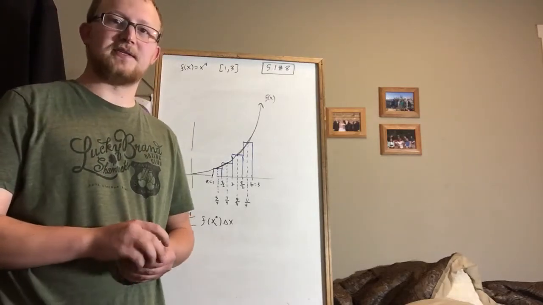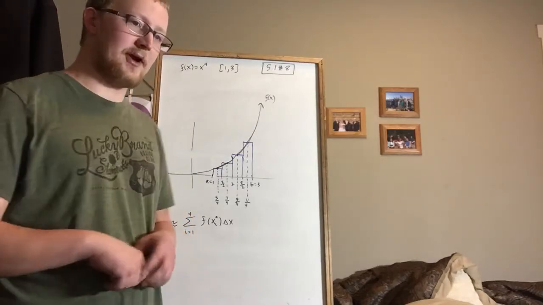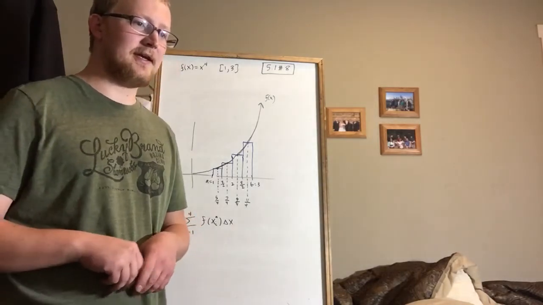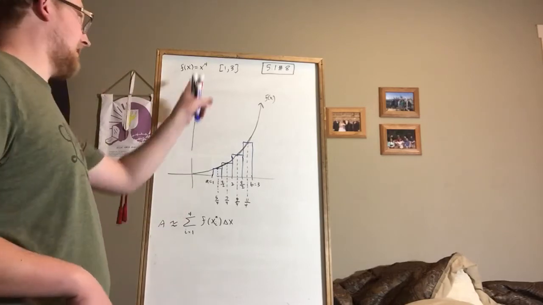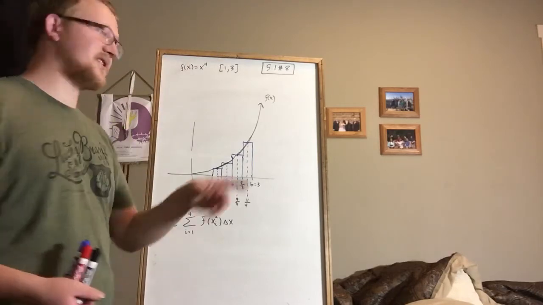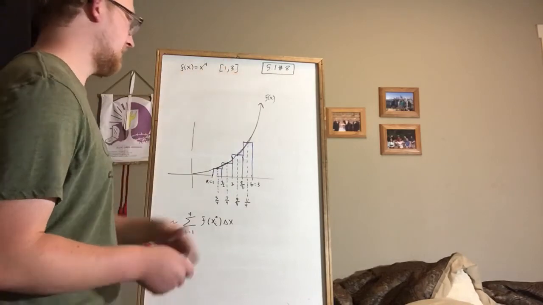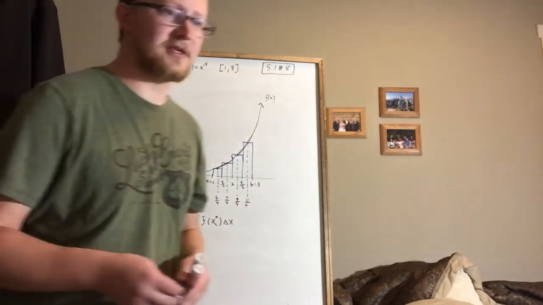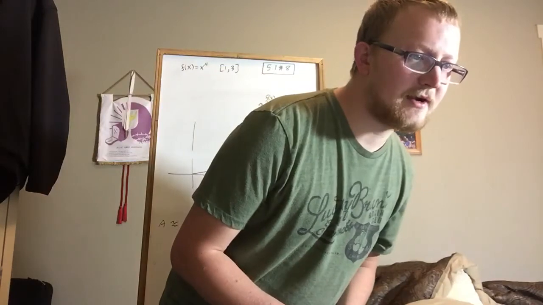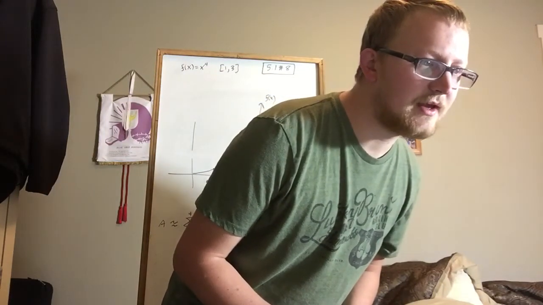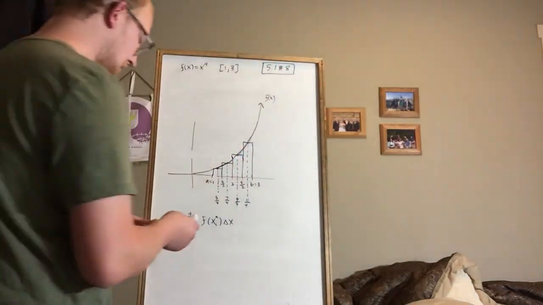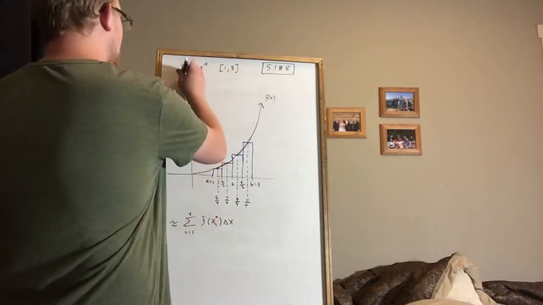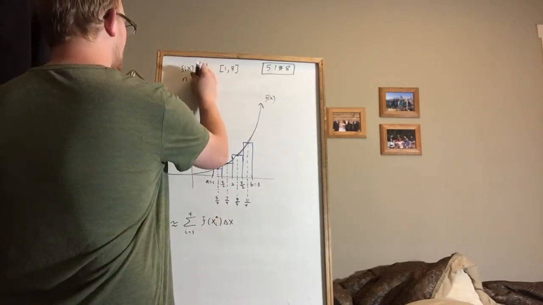Alright, we're back. This is section 5.1, problem number 8, and the question today is giving us a function f of x equals x to the fourth power, and we're interested in the interval 1 to 3. Now, the problem also tells us that we're going to estimate the area with n number of rectangles, and it happens to be 4 subintervals of equal width. So that means that our n, or number of rectangles, equals 4.